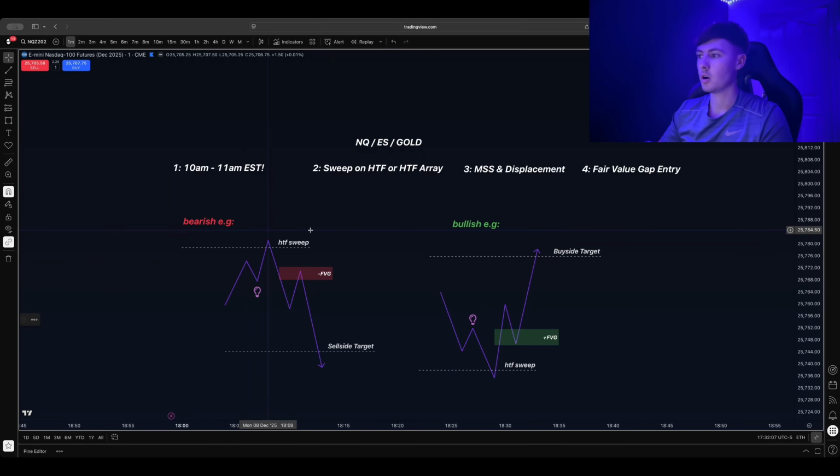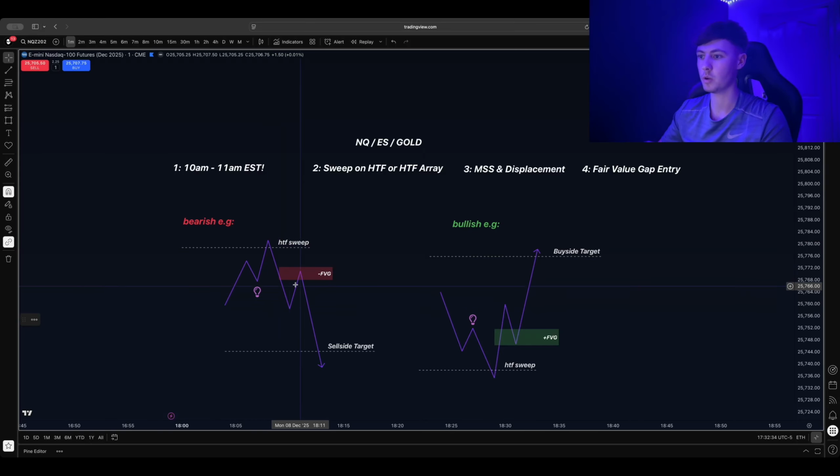So here's a couple examples, one bearish example and a bullish example. So starting with the bearish example, this is just a higher time frame sweep. So price is trading in an uptrend, higher highs, higher lows. We sweep higher time frame buy side liquidity. We get a sharp displacement to the downside with speed. Real important. Must be breaking a short-term low. Even better, an intermediate term low.